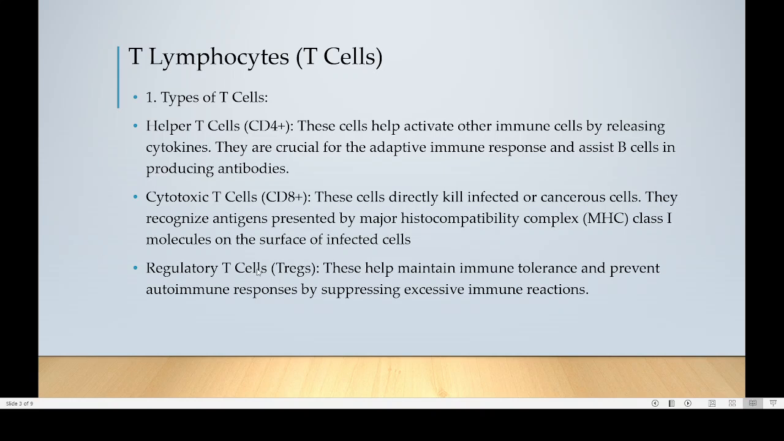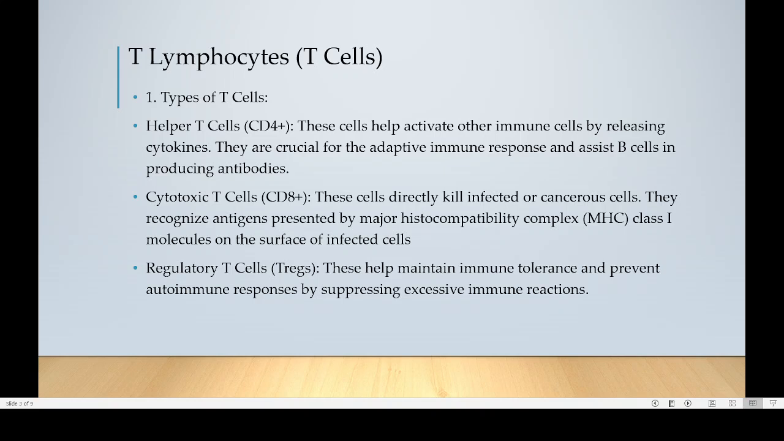So third type is known as a regulatory T cell. These help maintain immune tolerance and prevent autoimmune response by suppressing excessive immune reaction. Last class we were discussing about autoimmunity, how autoimmunity is producing different kinds of difficulties for human beings. But in the case of regulatory T cells, they will be helping in maintaining the immune tolerance and preventing unnecessary autoimmune response in our body.